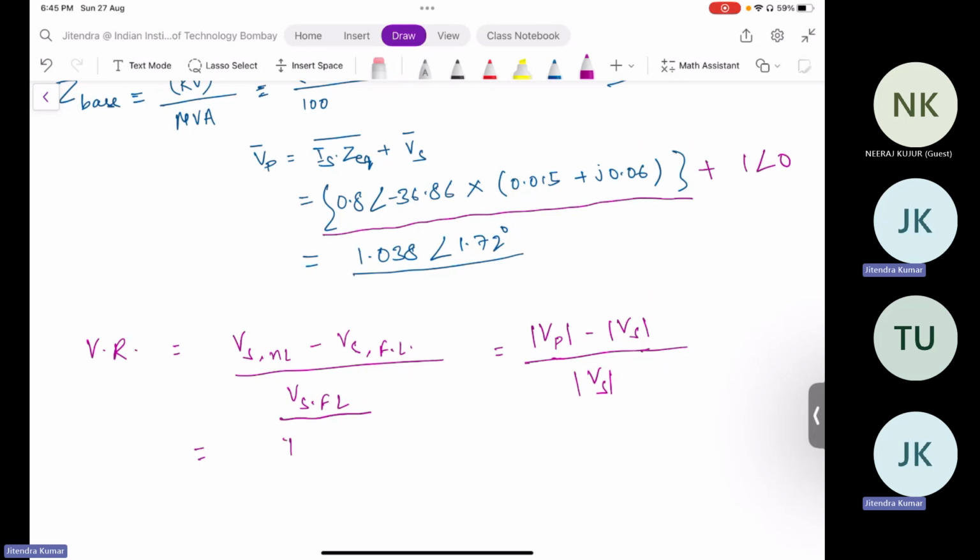So what is the magnitude of IS times Z equivalent? 0.0495. 0.0495 divided by 1 angle 0. Sorry, why am I taking the angle? It is voltage regulation, right? So it is 0.0495 you told, right? So it should be 4.9% of voltage regulation.